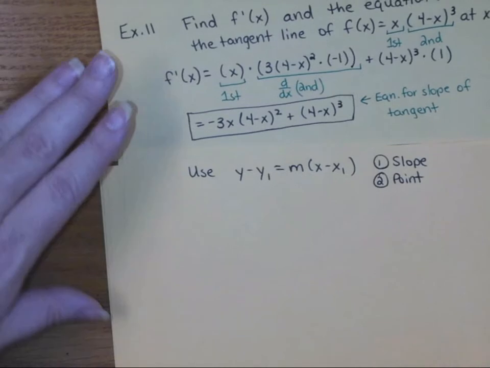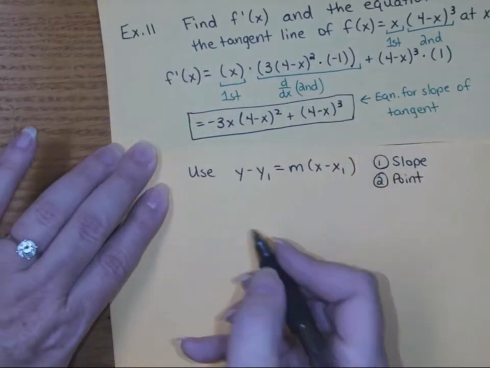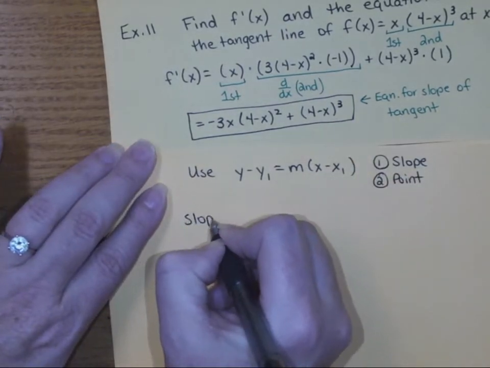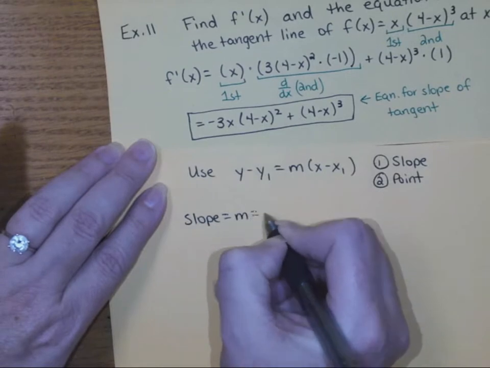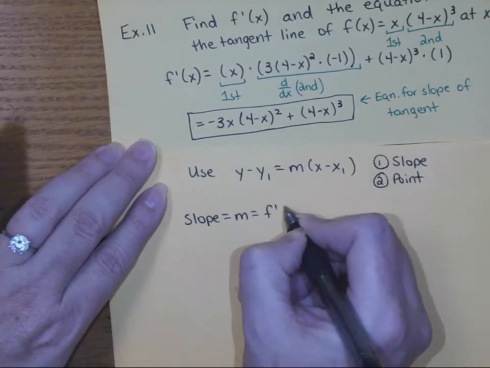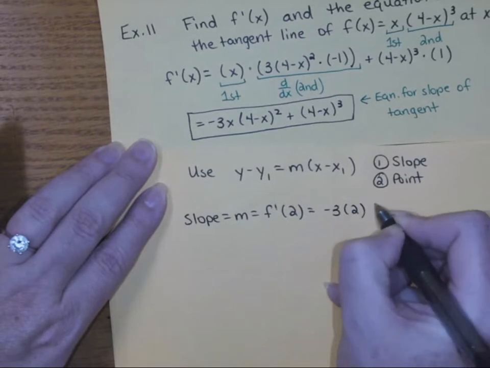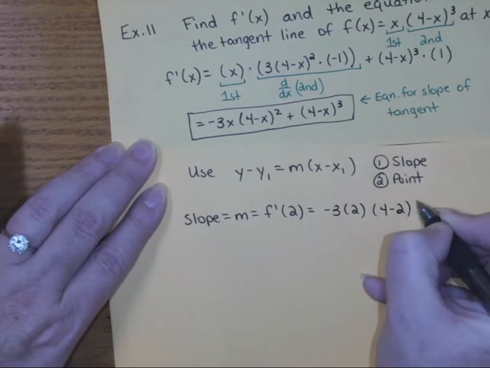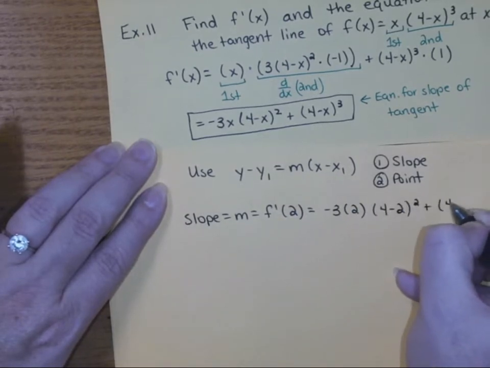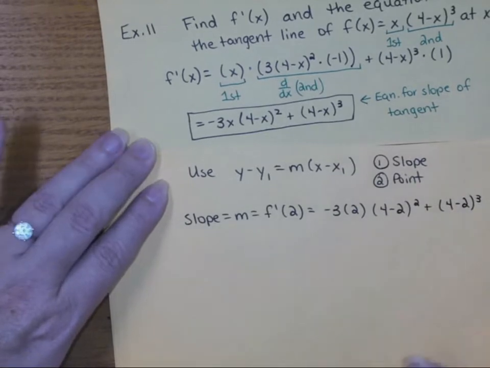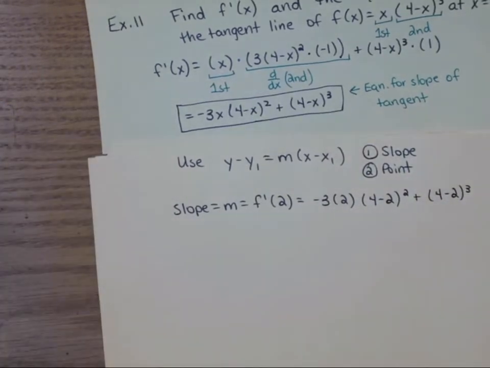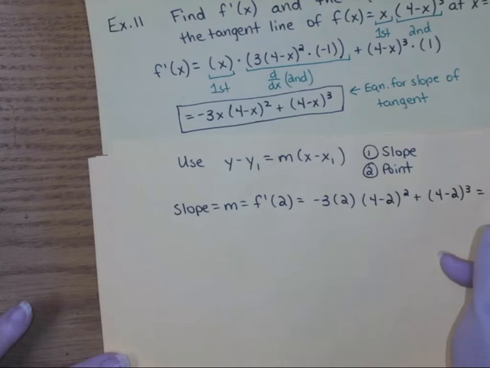So how can we find the slope? Well, we have an equation for that, right? To find the slope, I just need to do f prime of the x value I was given, which in this case is 2. So -3 times 2 times (4 minus 2) squared plus (4 minus 2) cubed. Just let your calculator do all of that, but you'll get -16, so I'm going to circle that.